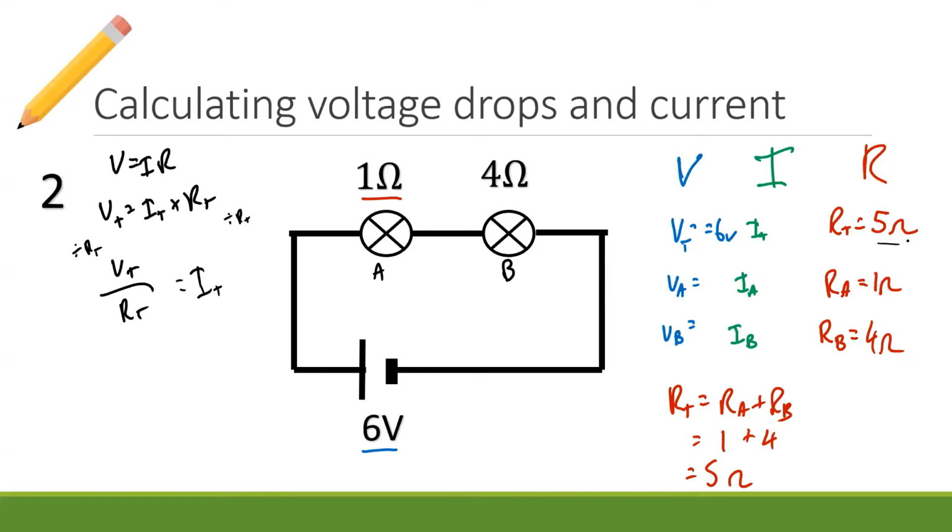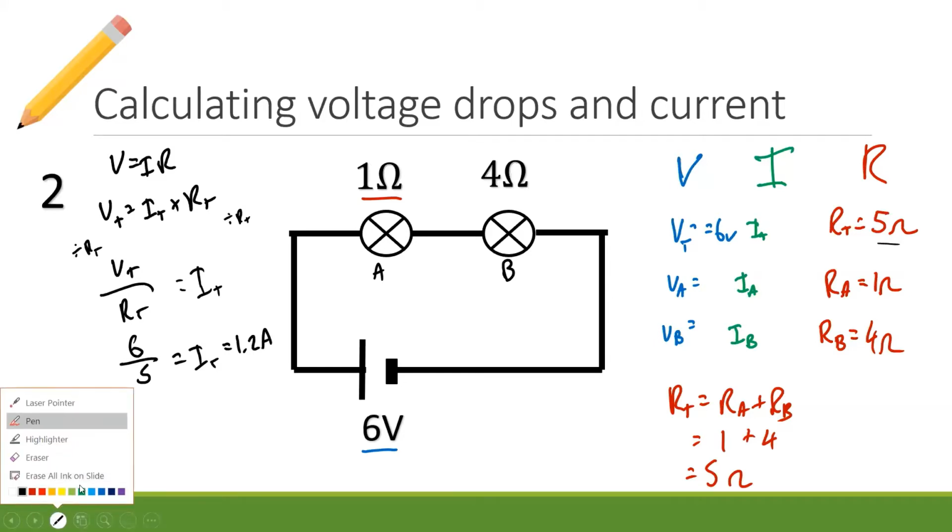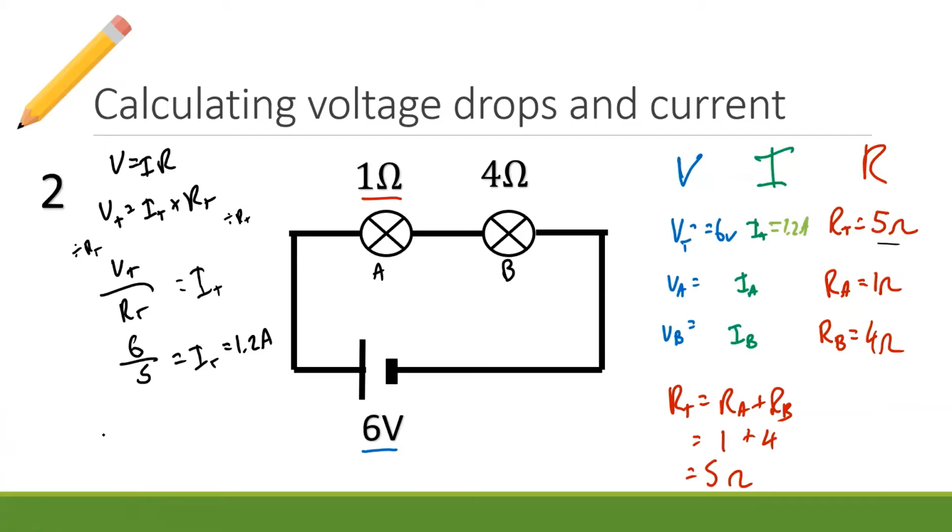So if we've got VT, we've got RT, we can calculate IT. VT is 6 divided by 5 equals IT, and therefore IT, 6 divided by 5, we're going to call that 1.2 amps. You don't have to use decimals, you can use fractions, but I prefer decimals, it just makes my life a bit easier. 1.2 amps. What's the next step that you guys think? What's the next thing we can do now that we know that the total current is 1.2 amps?